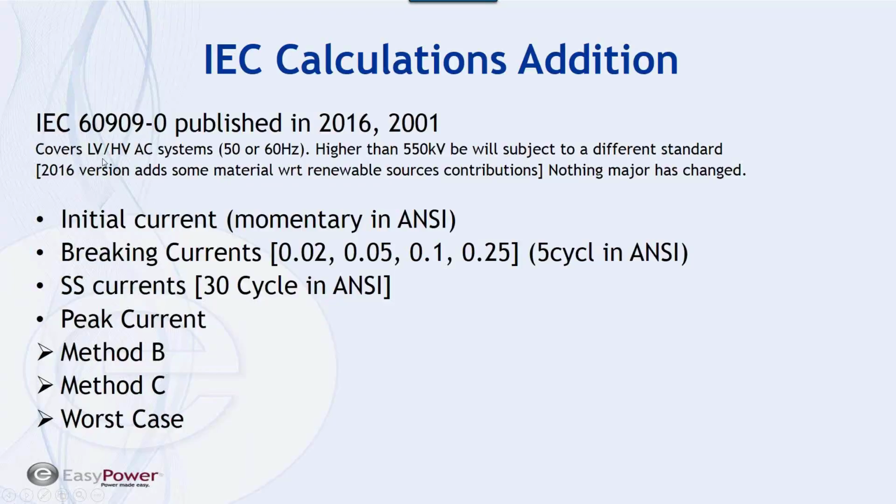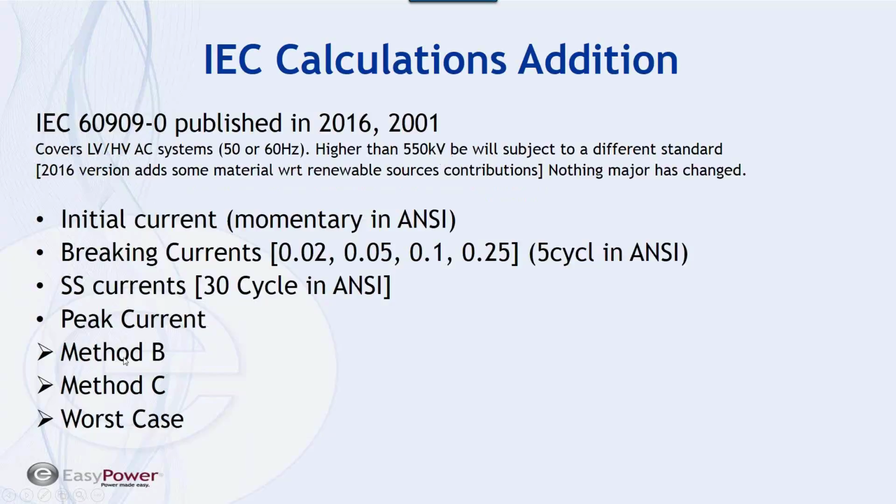It says that it covers low voltage and high voltage AC systems, 50 or 60 hertz. It happens that the areas of the world that comply with IEC are mostly working at a frequency of 50 hertz. In the US and Canada, we use a frequency of 60 hertz, but that's the line that comes from IEC, again, 50 or 60 hertz. Systems higher than 550 kV will be subject to a different standard.